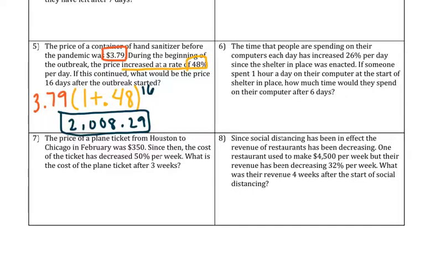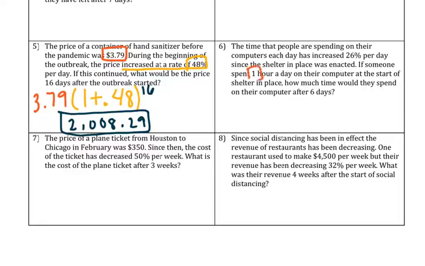Number 6 says that the time that people are spending on their computers each day has increased 26% per day since the shelter in place was enacted. If someone spent 1 hour on their computer at the start of shelter in place, how much time would they have spent after 6 days? So in number 6, I'm going to help you with this one because we have hours and days going on, but it's still easy.